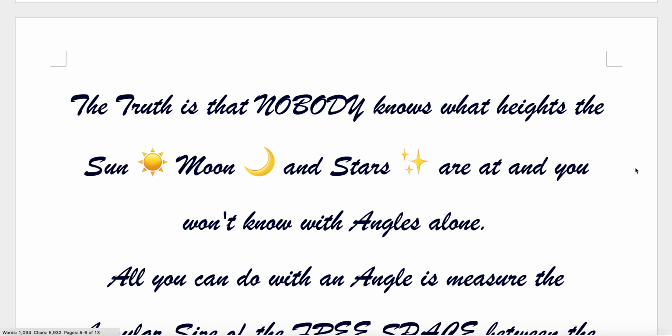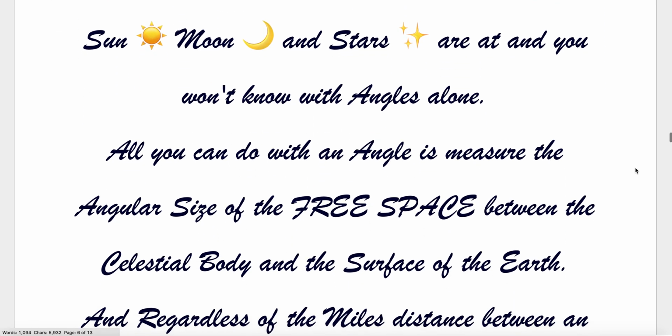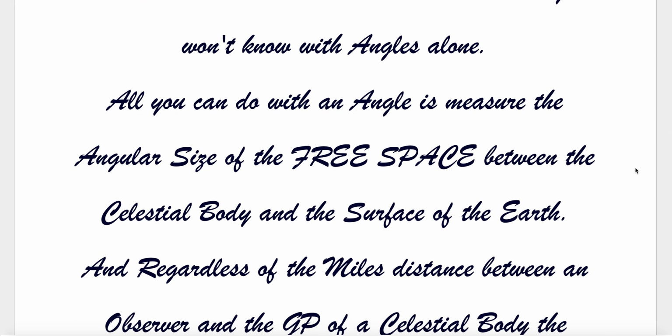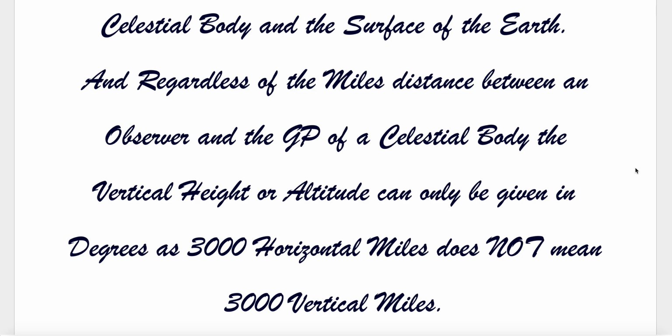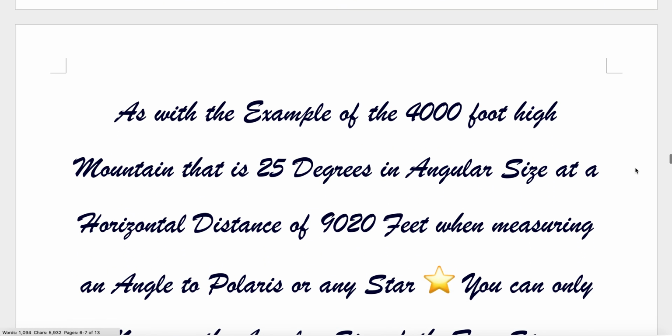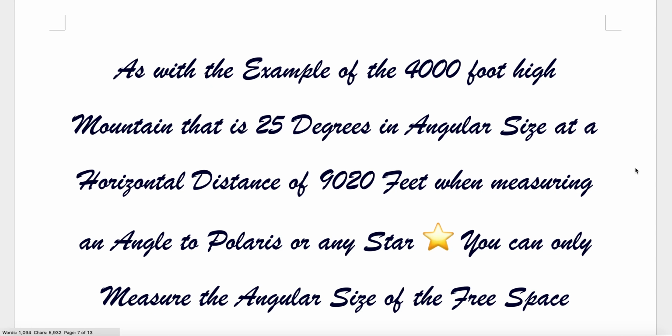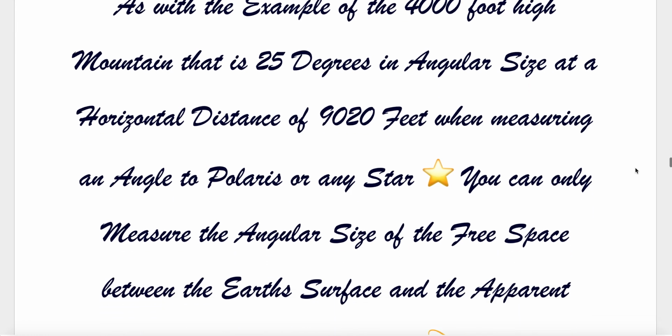The truth is that nobody knows what heights the sun, moon and stars are at, and you won't know with angles alone. All you can do with an angle is measure the angular size of the free space between the celestial body and the surface of the Earth. Regardless of the miles distance between an observer and the GP of a celestial body, the vertical height or altitude can only be given in degrees, as 3,000 horizontal miles does not mean 3,000 vertical miles. As with the example of the 4,000 foot high mountain that is 25 degrees in angular size at a horizontal distance of 9,020 feet.